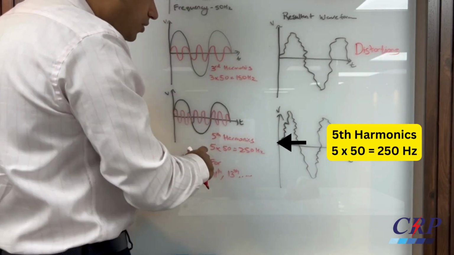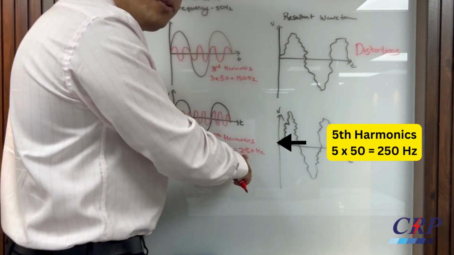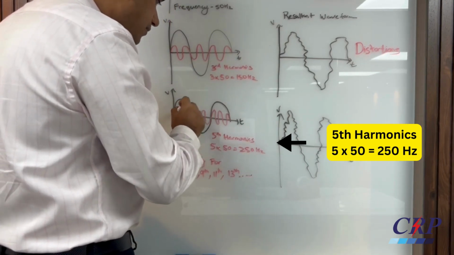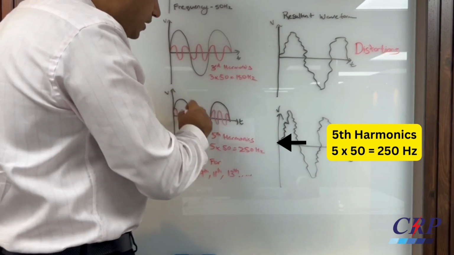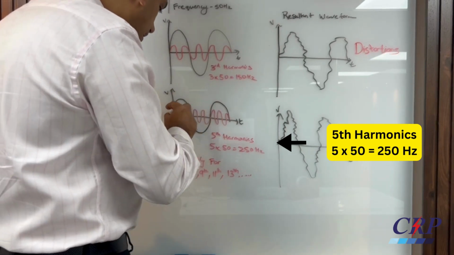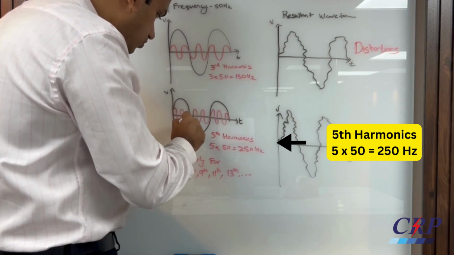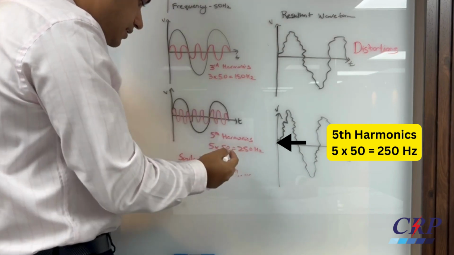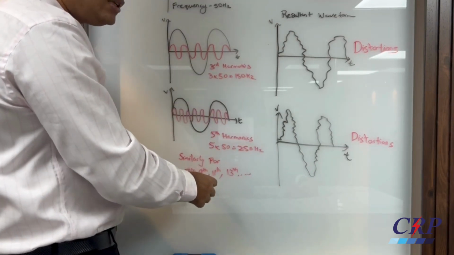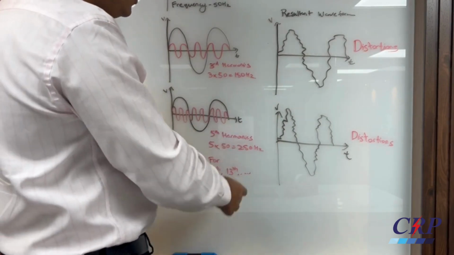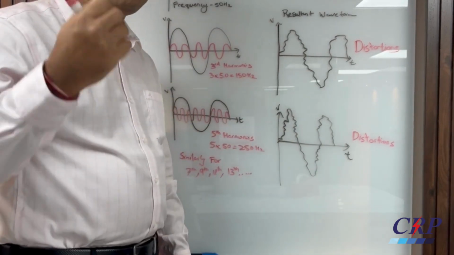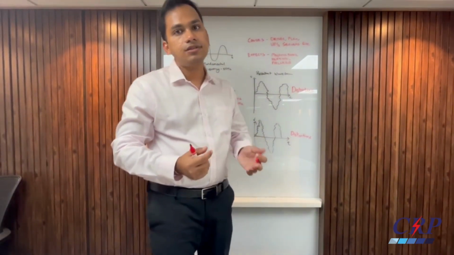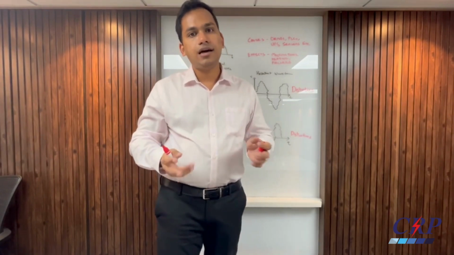If you see the fifth harmonic, it will be 5 into 50, that is 250 Hertz. This means that this 250 Hertz waveform will cycle 5 times in one fundamental frequency cycle. So if you see, 1, 2, 3, 4 and 5. Similarly is the case for the 7th, 9th, 11th, 13th harmonics and so on. It can continue up to a number of harmonics. Generally in our system, what we receive is up to the 21st or 23rd harmonics.